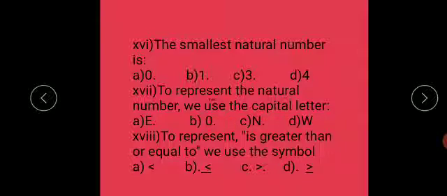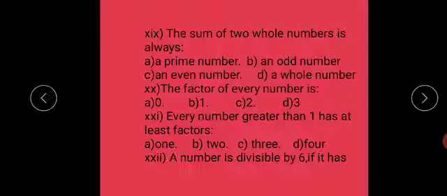18th part: to represent is greater than or equal to we use the symbol less, less than or equal to, greater, greater than or equal to. 19th part: the sum of two whole numbers is always a prime number, an odd number, an even number, a whole number. 20th part: the factor of every number is 0, 1, 2, 3. 21st part: every number greater than 1 has at least factors 1, 2, 3, 4.